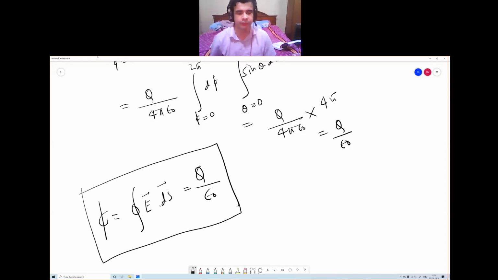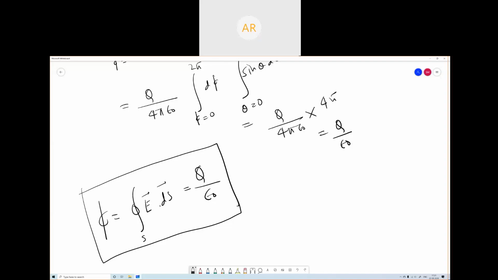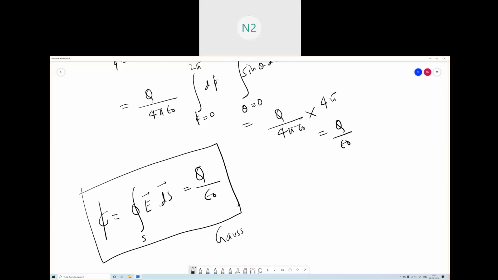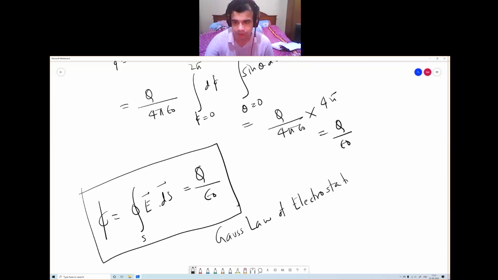Is this integration clear? Is this derivation okay, at least for a spherical surface? Yes, sir. Fine. Have you seen this equation before somewhere? Gauss law. Yes, it is called Gauss law, Gauss law of electrostatics. Very famous. I derived it for a sphere, but this law is valid for any surface, any shape.